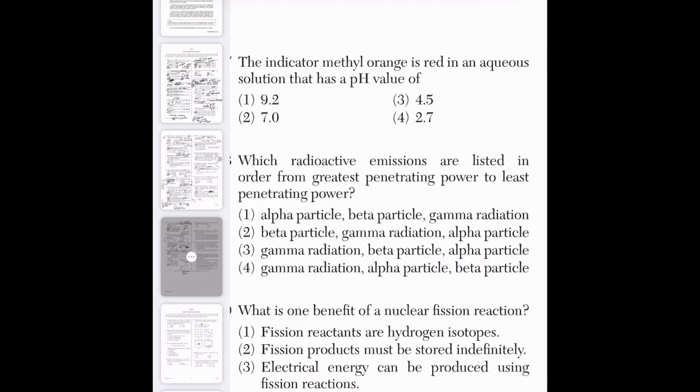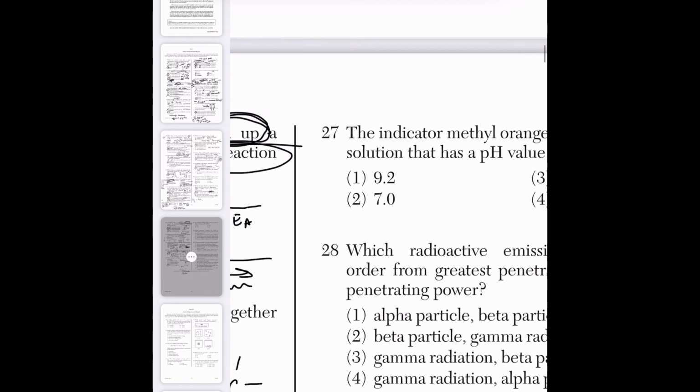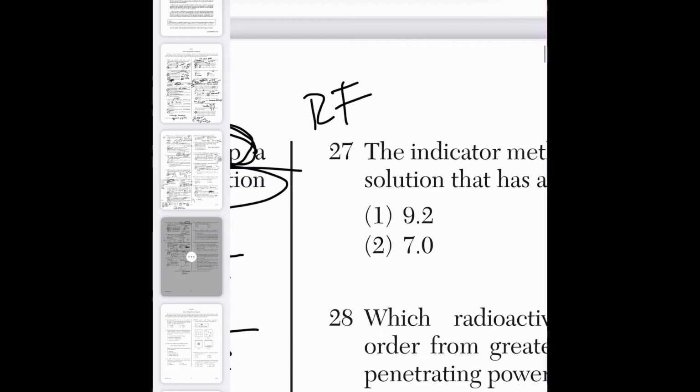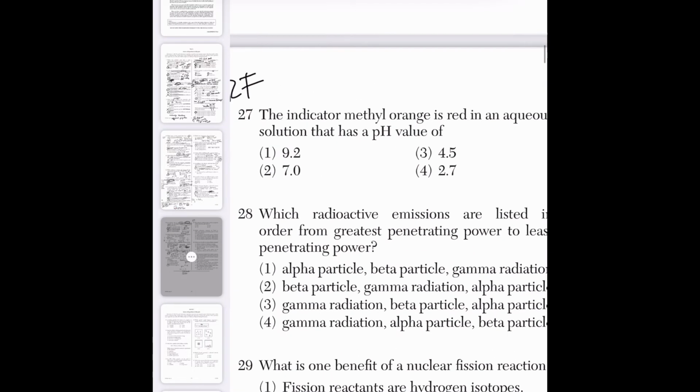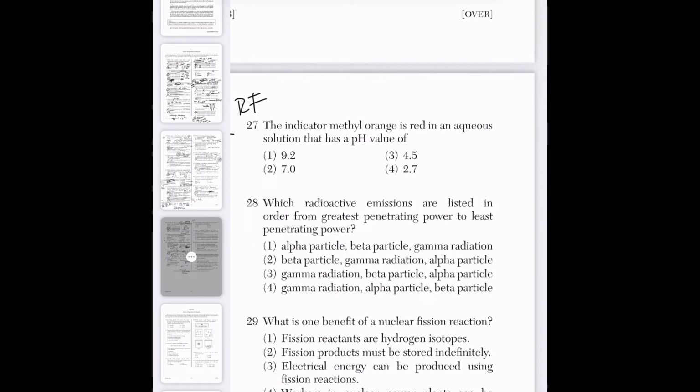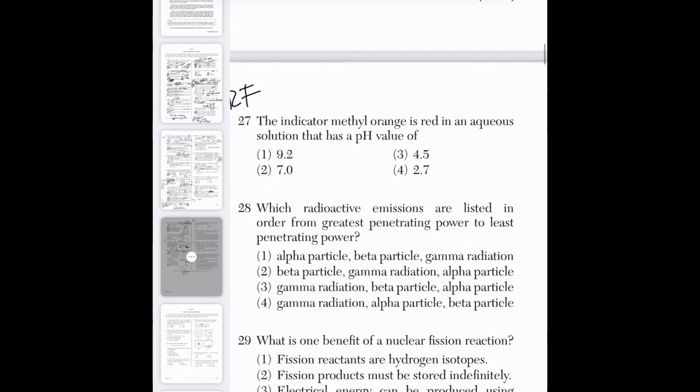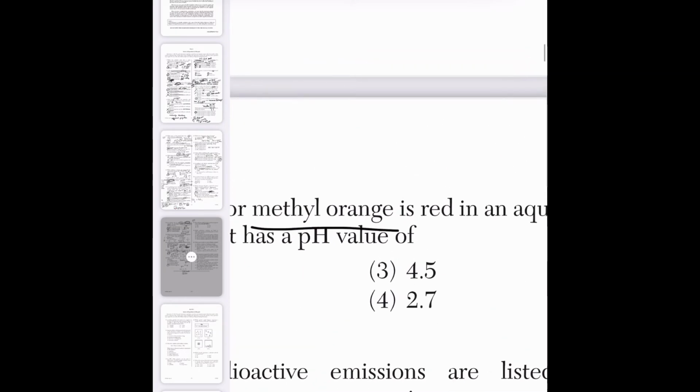Indicator methyl orange is red in aqueous solution, has a pH value of... So this one will most likely be a reference table question. I say this every time, but if you know how to do this without looking at the reference table, good job. But it's easier to look at the reference table. This is page 6, table M. Methyl orange. You can look at the range.